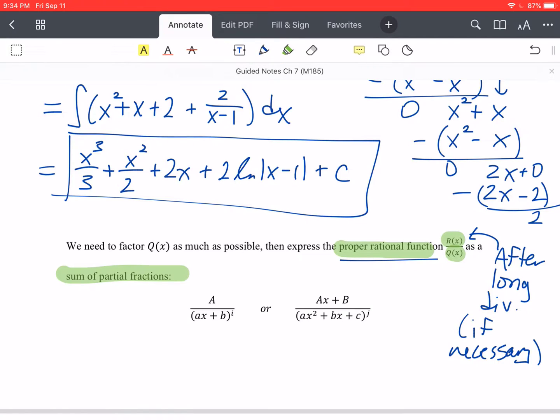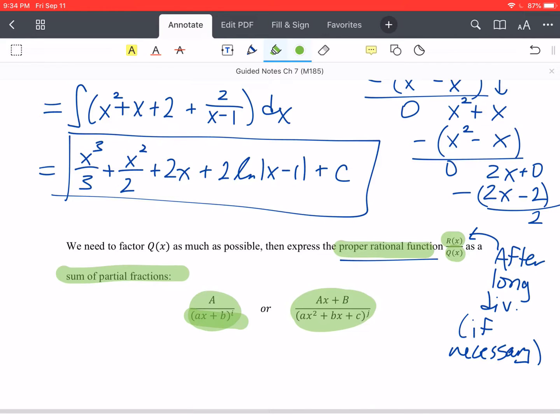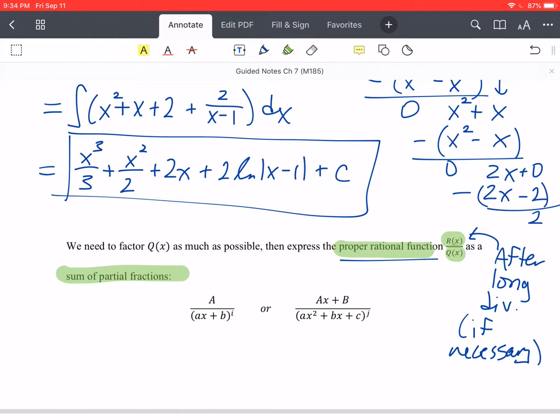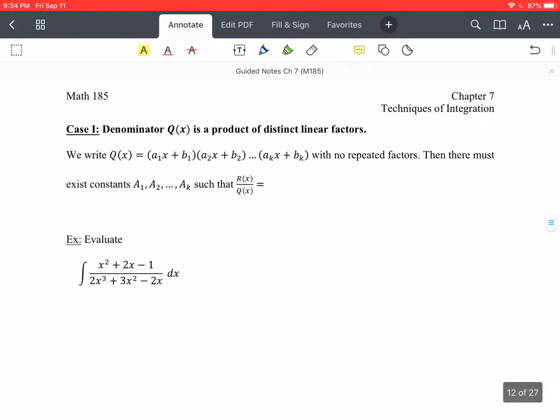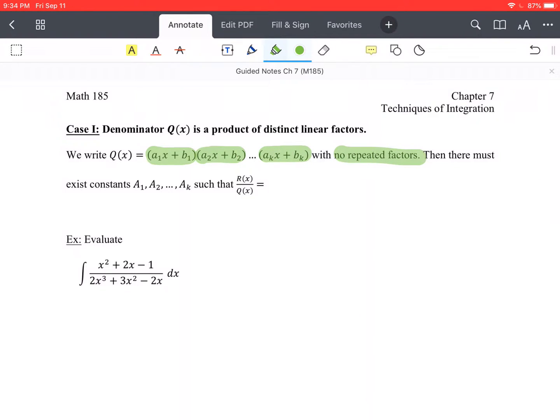So whenever we get terms in these partial fractions, as we like to call them, you're going to get something that looks either like this or something that looks like this. So you're going to get either a linear factor in the denominator or a quadratic factor in the denominator. And we're going to look at a few different cases of different types of scenarios you can see here. So we have case 1. Case 1 says, what if the denominator q of x is a product of distinct linear factors? So we have a linear factor times a linear factor, etc., with no repeated factors.